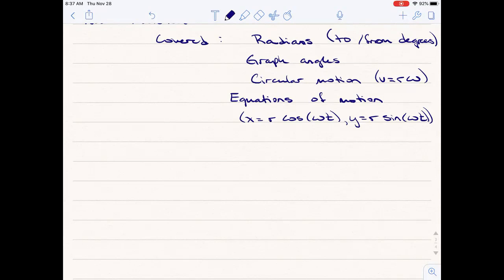So should you expect to see something like equations of motion on the test? No, right? That's why it's not. It's just in the things that we've covered. But we also talked about reference angles.